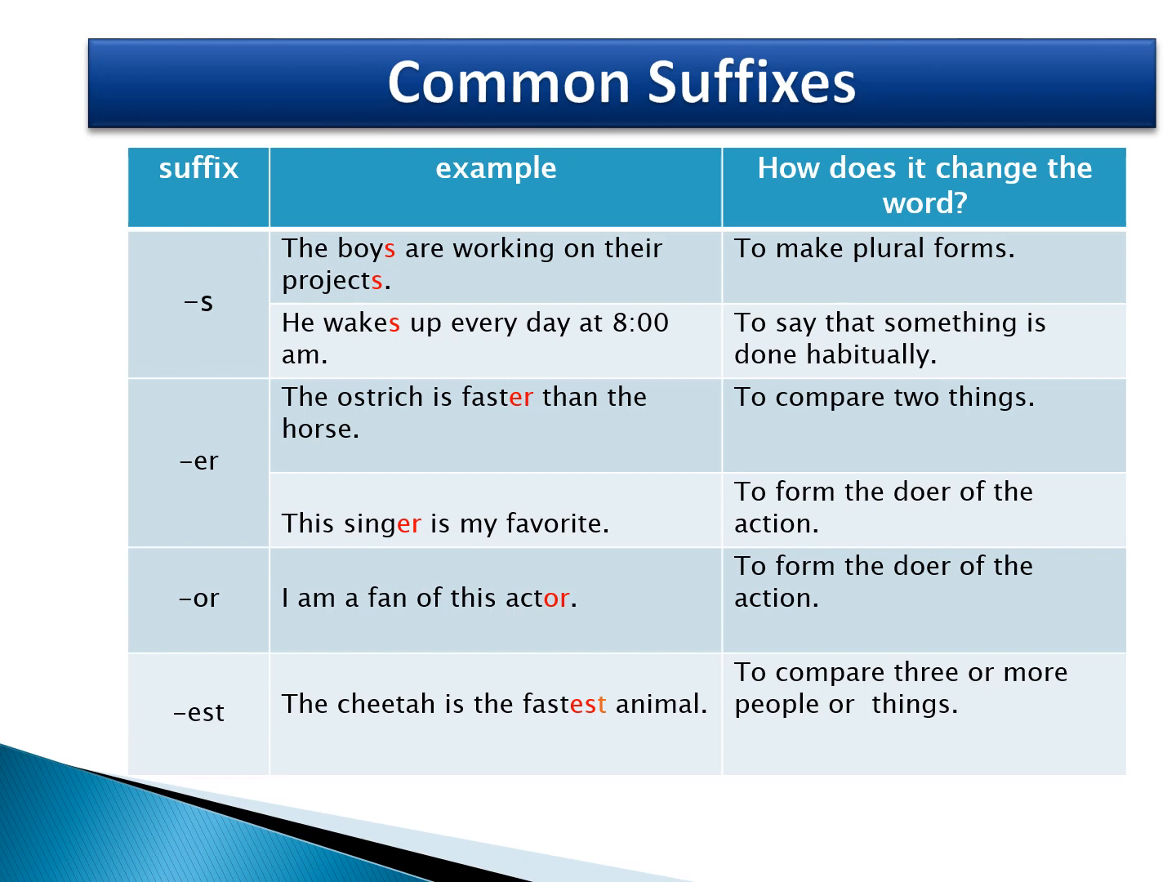But the doer of an action is not always formed by adding er. Sometimes we need to use the suffix or, as in actor. I am a fan of this actor. Or conductor. est as a suffix comes with adjectives to say that something or someone has the most of something, that is, to compare 3 or more people or things. Like in this sentence, the cheetah is the fastest animal.